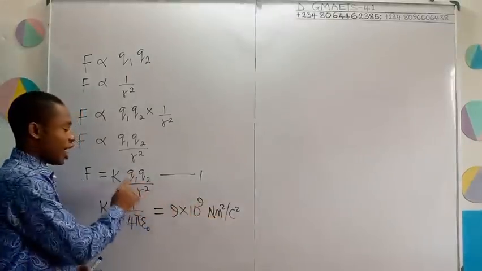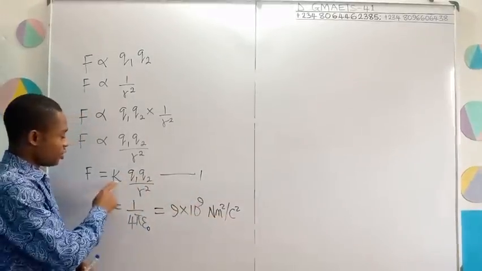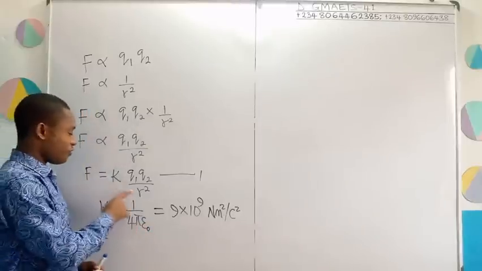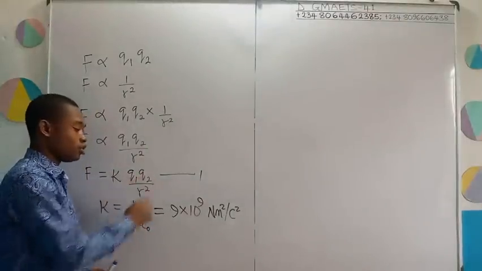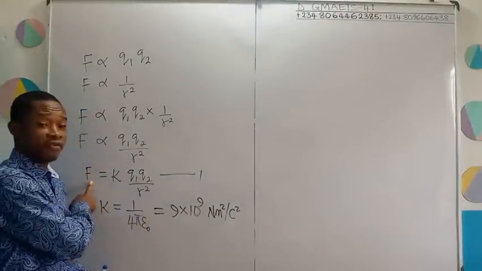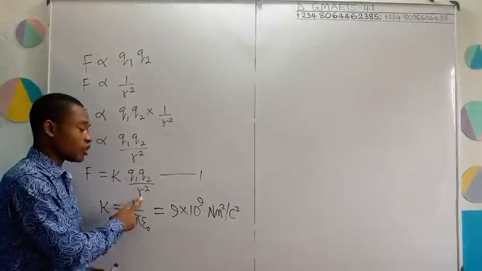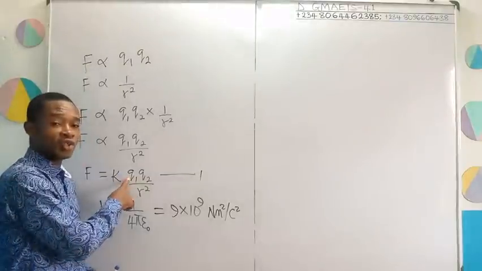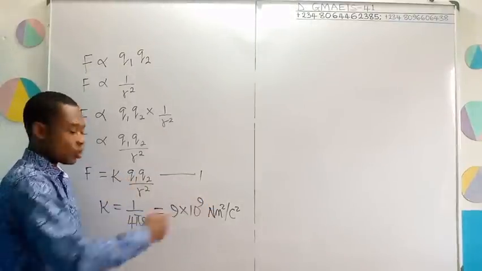Coulomb is the unit of charge. Is that okay? So when you get the unit of K, it's simply making K the subject of the formula, which of course will be F R squared divided by Q1 Q2. From there, fixing the unit of F, which is Newton, the unit of distance, which is meter, is going to be squared, then per the unit of charge, which is Coulomb, C, that's what we use there.